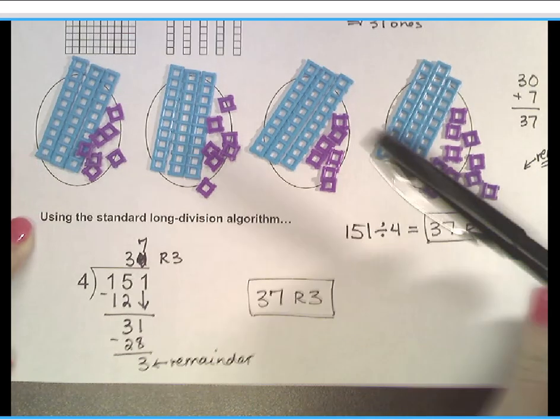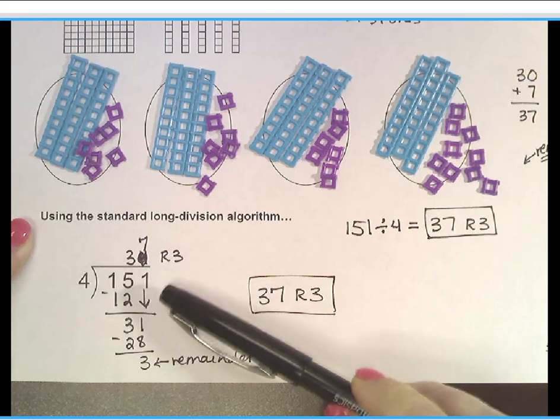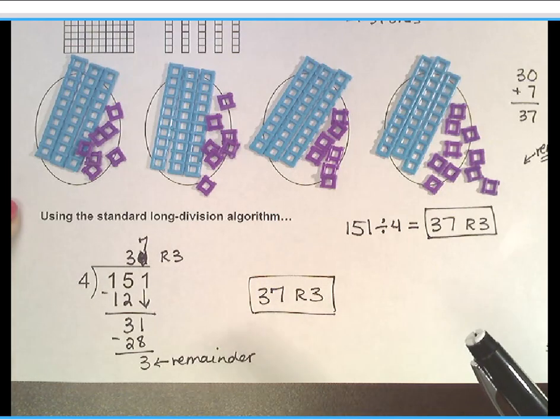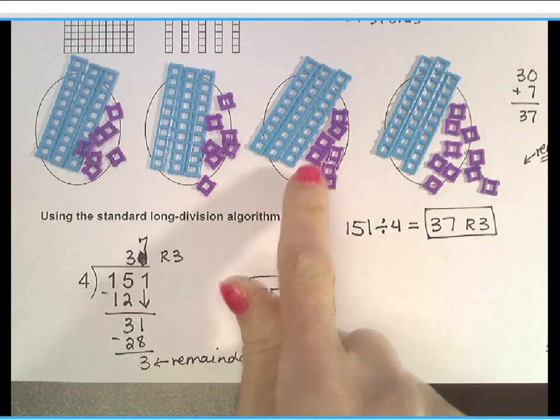But I really think that seeing it with base 10 blocks helps this make more sense. It does to me, and I don't remember learning base 10 blocks as a student, and I wish I had, because I think it would have been a lot easier for me if I had seen the base 10 blocks first.